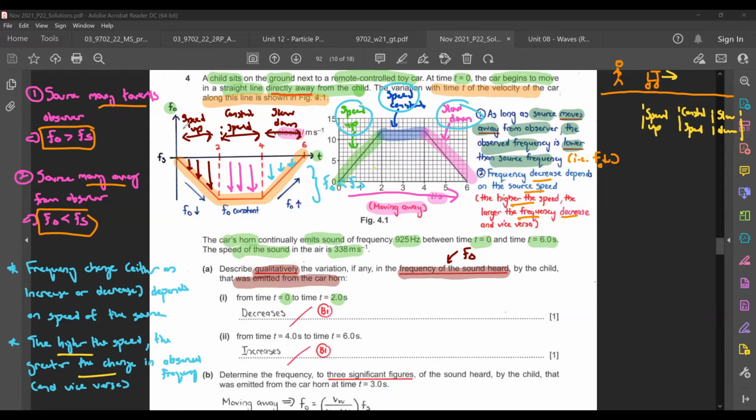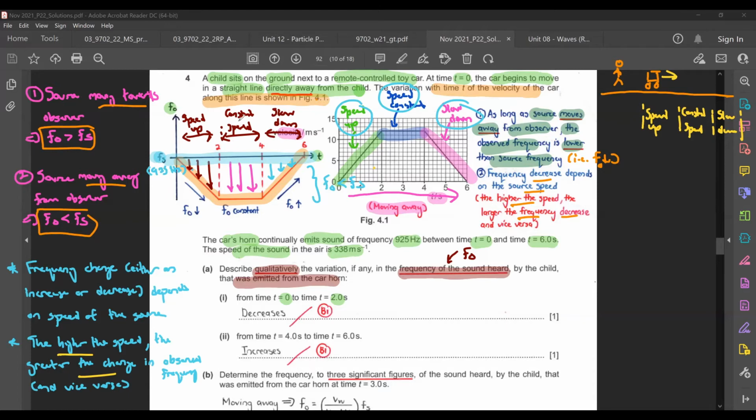Source frequency, you can just think of it as being the x-axis over here. Okay, this is your source frequency at, say, 925 hertz. Okay, so if you're speeding up as you're moving away from the observer, your frequency observed will drop. Okay, but the drop will increase with time.